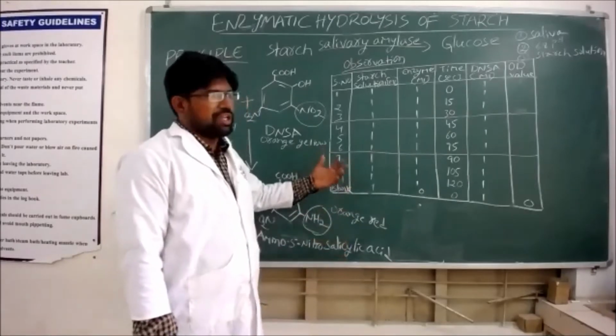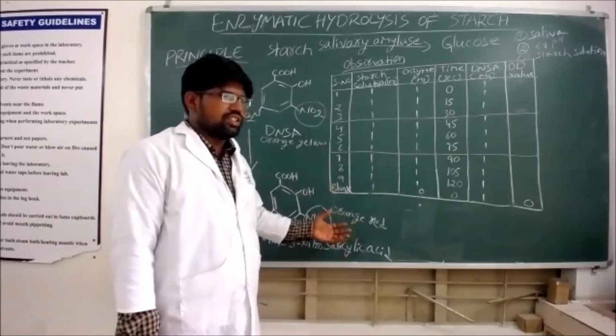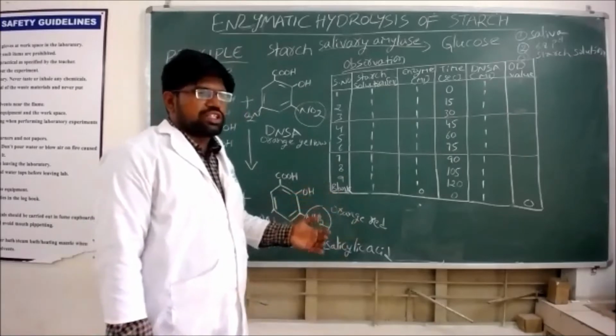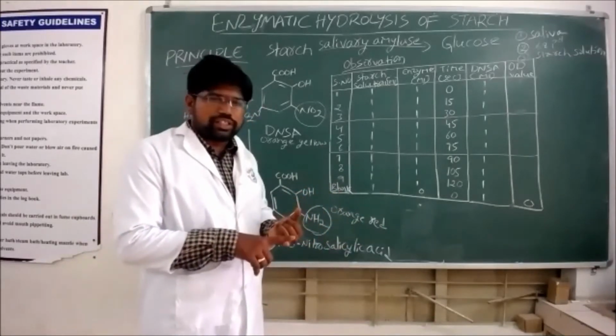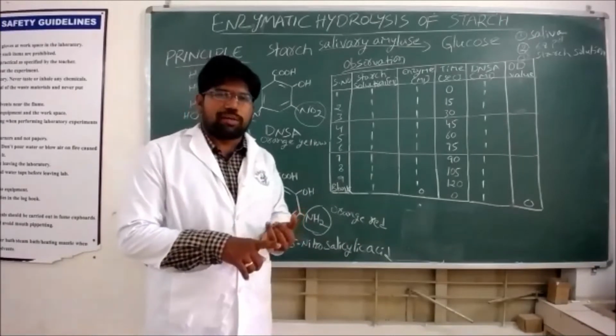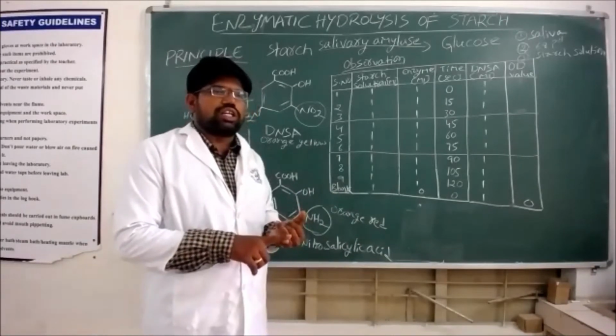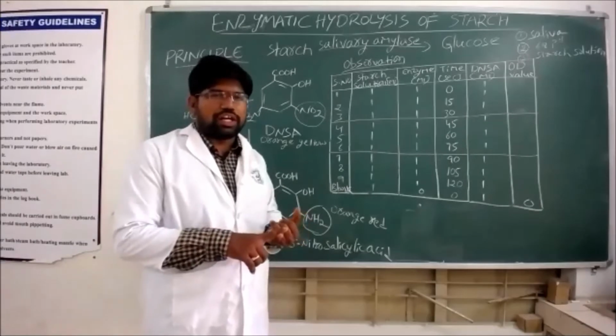Next, we will go to the procedure of the experiment. How do we determine the enzymatic hydrolysis of the starch? As we discussed, we need the substrate, that is the starch solution, a 1% starch solution, very simple. We take 1 gram of the starch and dissolve it in 100 ml of pH 6.8 buffer.